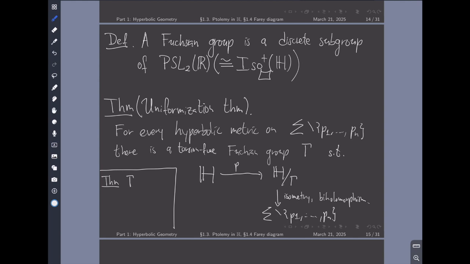So if gamma 1 and gamma 2 are Fuchsian groups, then H modulo gamma 1 is isometric to H modulo gamma 2. Of course, we would like to know when this happens. And this happens if and only if gamma 1 and gamma 2 are conjugate subgroups.